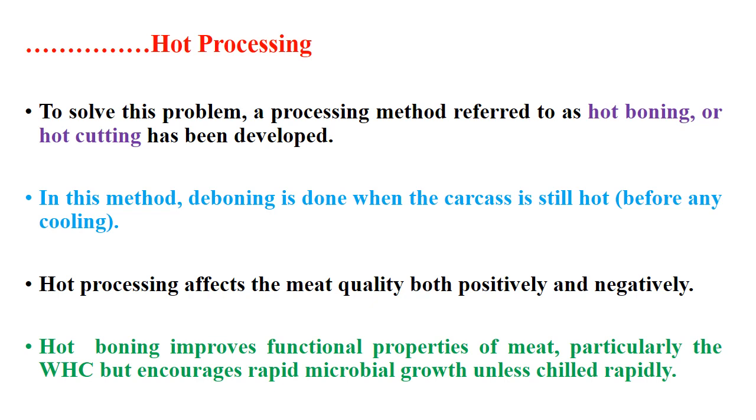The positive aspect is that it will have better functional properties. In hot deboning, the pH will be high because there is no postmortem glycolysis, so it will have high water holding capacity. So such meat has better properties if we go for further processing or cooking. But there is a disadvantage: because it is at a high temperature and the pH is also high, it is more prone to microbial growth, and unless we chill rapidly the microbial load will increase. So these are the two different aspects of hot processing.